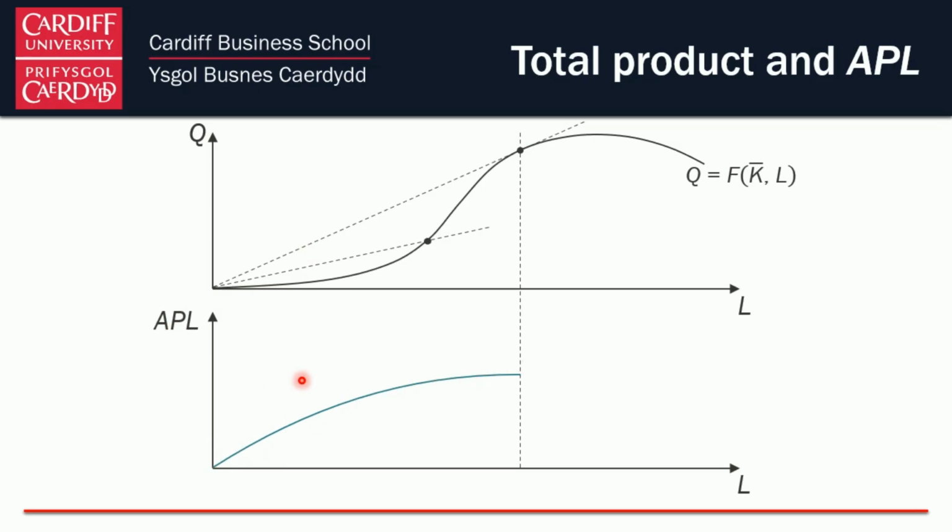But after a certain point, if I pick a point there, this line is going to have a slope that is less than that one there. So as I start traveling on this total product curve after this particular point, these rays are going to start getting flatter, which means that the average product is going to fall. So the average product curve is going to have this inverted U or a hump shape.